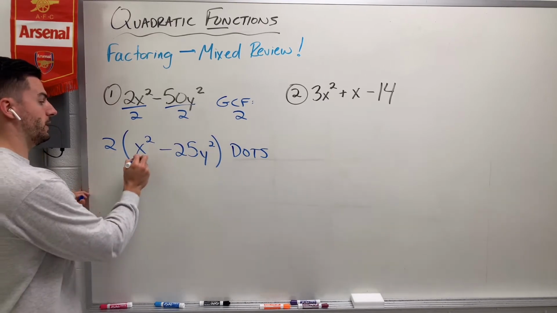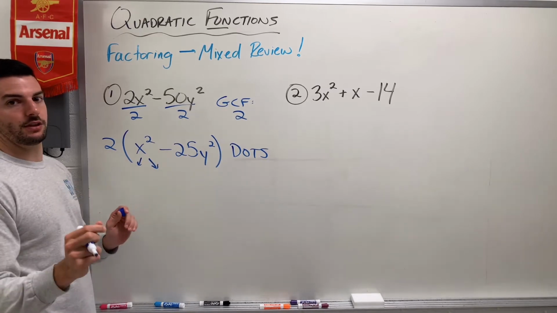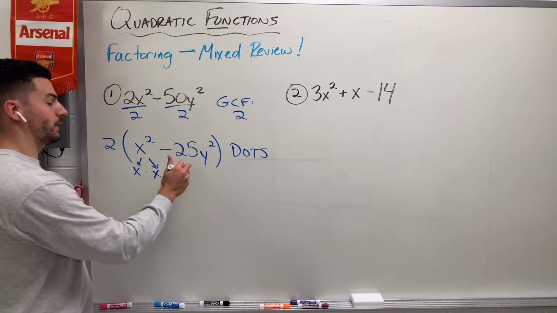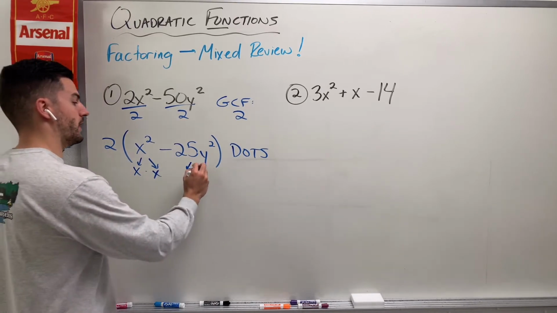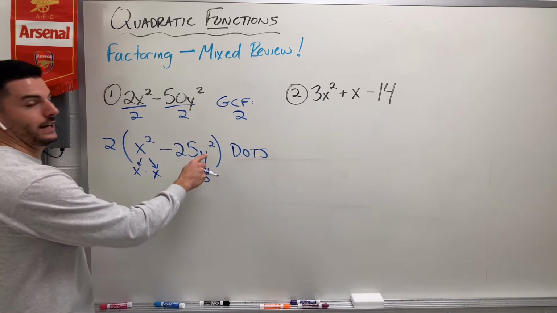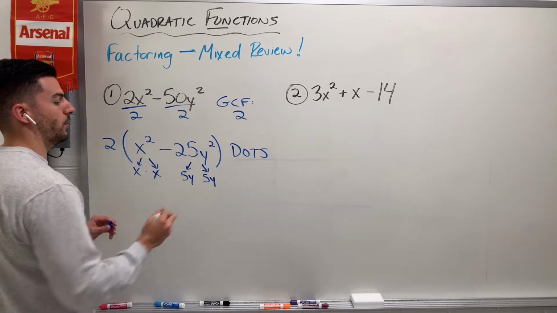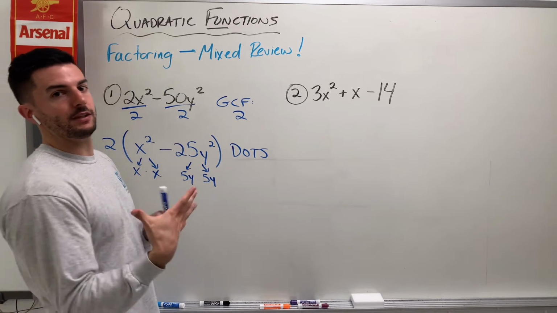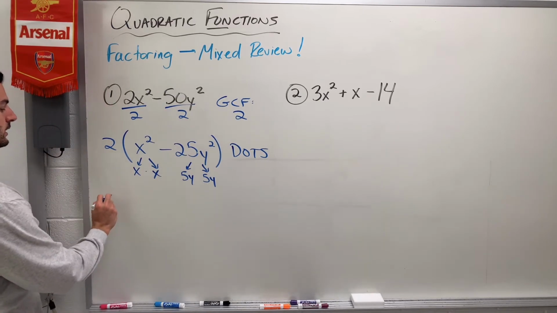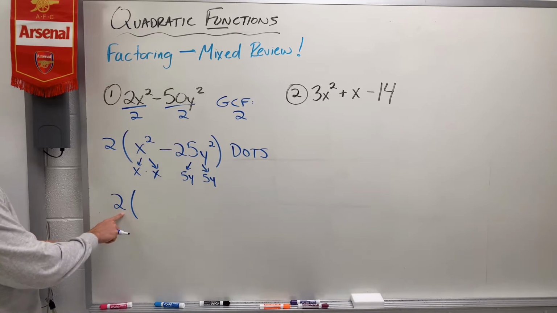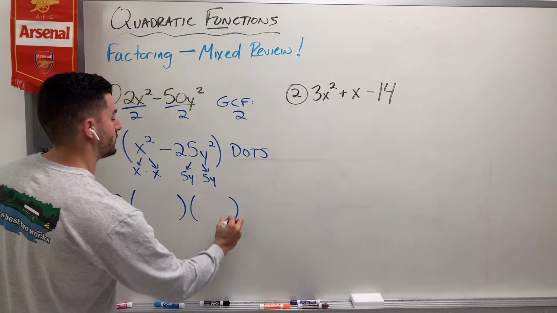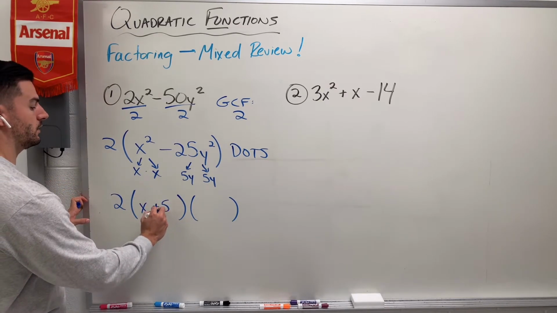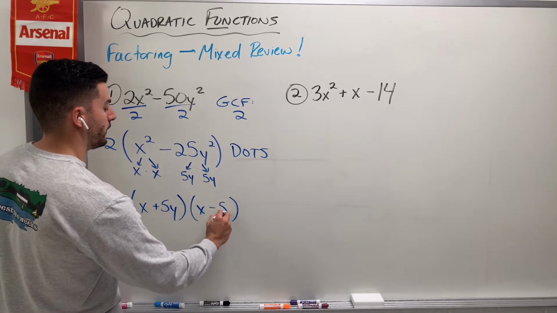And again, all perfect squares can be broken up into something times itself, right? So x squared, we could say x times x equals x squared. 25y squared, we could say 25 is 5 times 5, and then y squared is y times y, right? So we could say 5y times 5y equals 25y squared, okay? So these are both perfect squares, and so that means I can factor this. Putting it all together, the 2 from before, and then breaking this up into two smaller groups: x plus 5y, and then x minus 5y, okay?